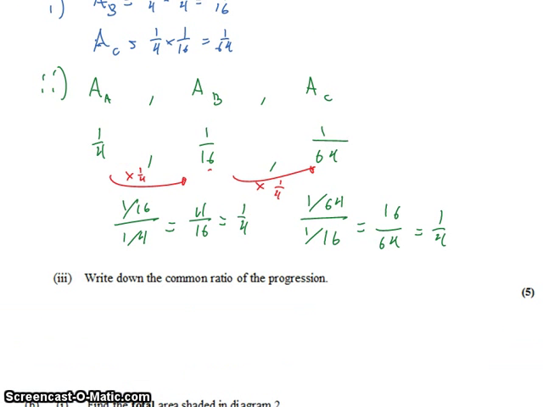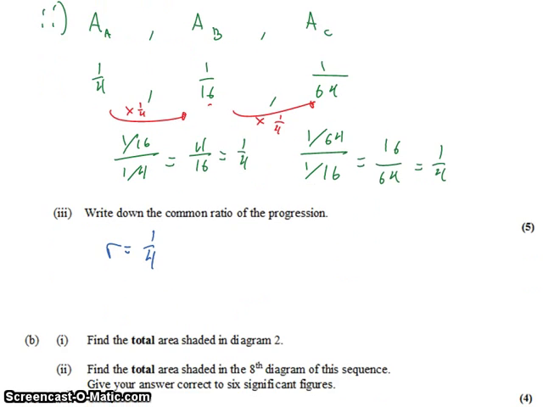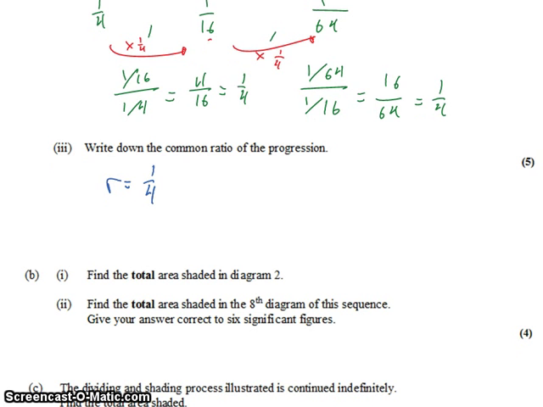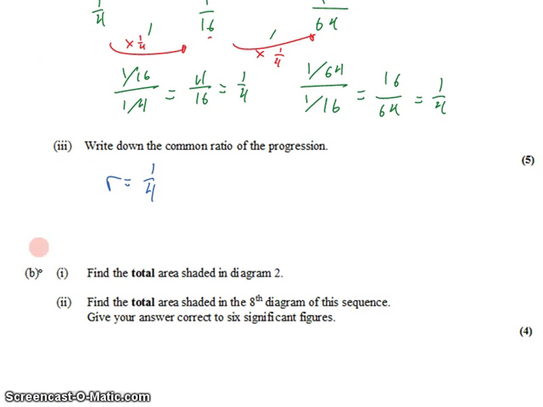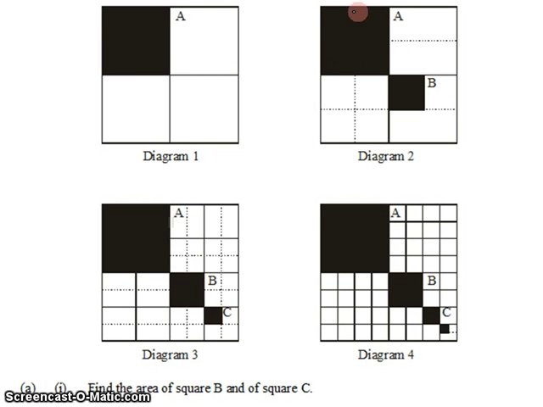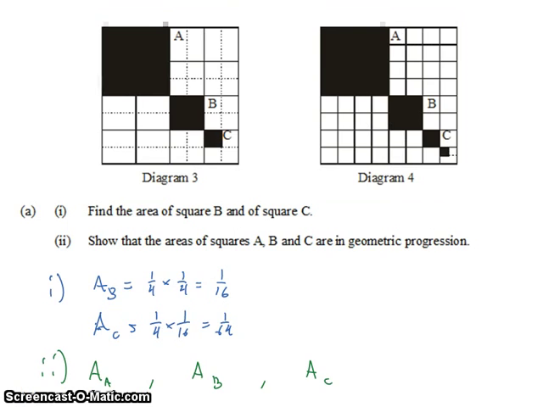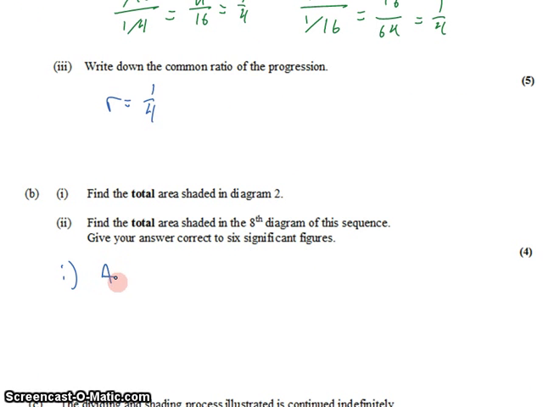So then we want to write down the common ratio of the progression. Well, that's easy. We already found it. The common ratio is 1/4. Multiply by 1/4 to go from term to term. So now using that information, we want to find the total area shaded in diagram 2. So this is part B, I. Diagram 2 just contains square A and square B. So that's not too hard. That's just the area of A plus the area of B. That's 1/4 plus 1/16. 1/4 is 4/16 plus 1/16 is 5/16.